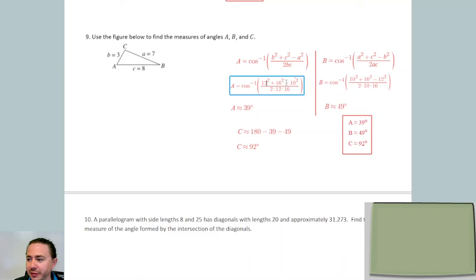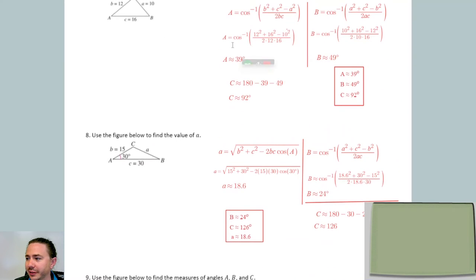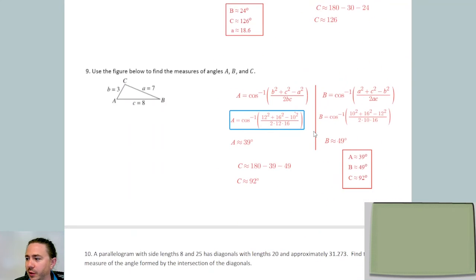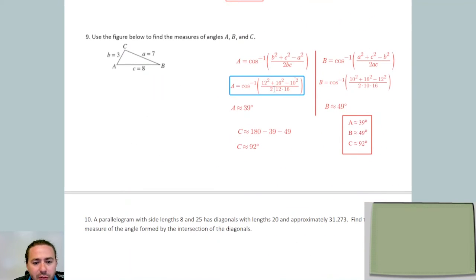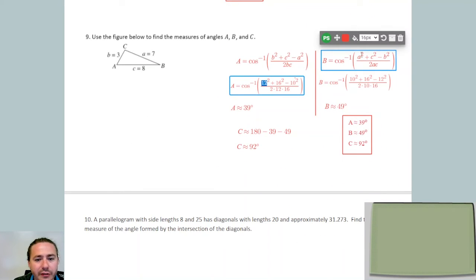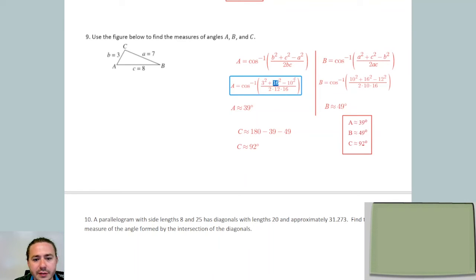Like we did two times ago, right? I messed up typing that one. It should be 92. Okay, anyway, let's do this one. So B here is going to be, let's see, 3, C is 8, A is 7, so we have 2 times 3 times 8.